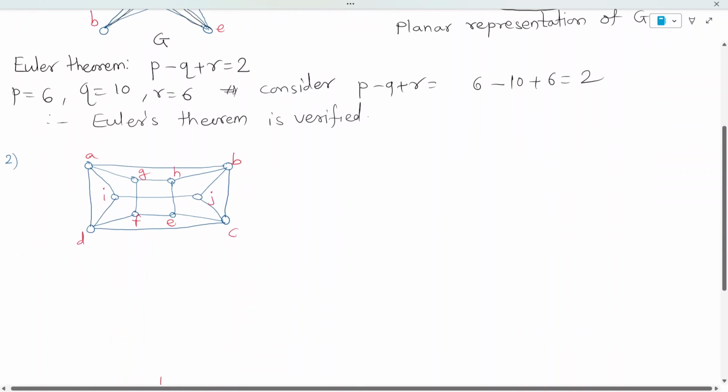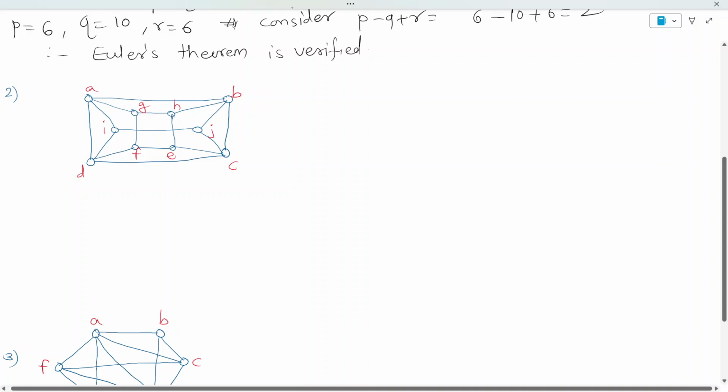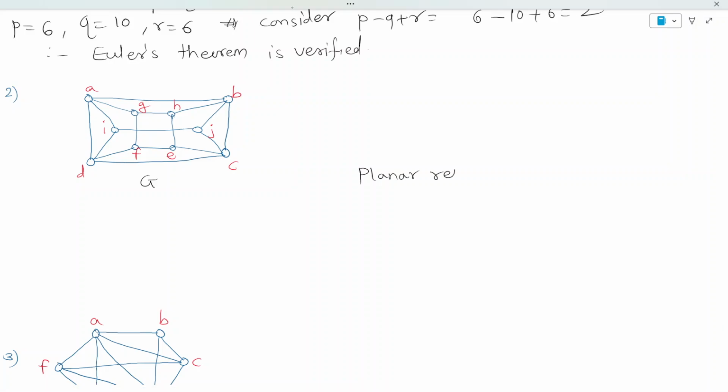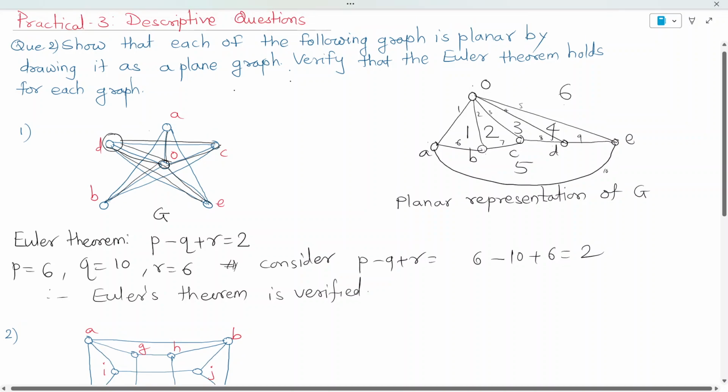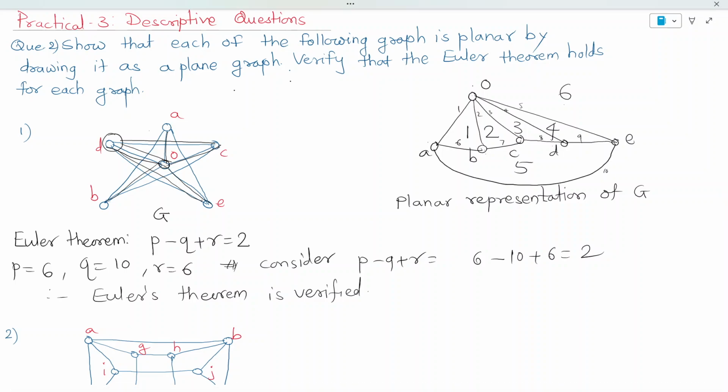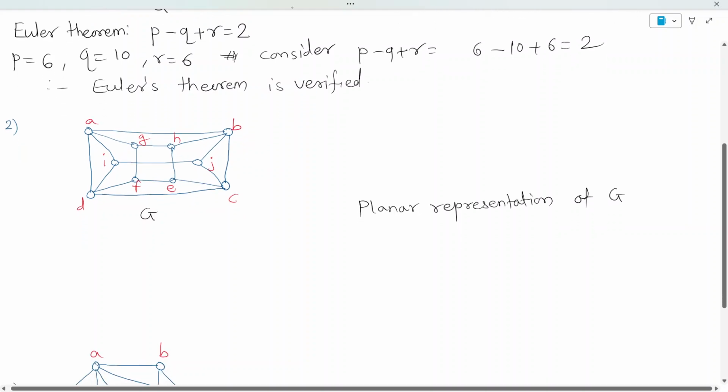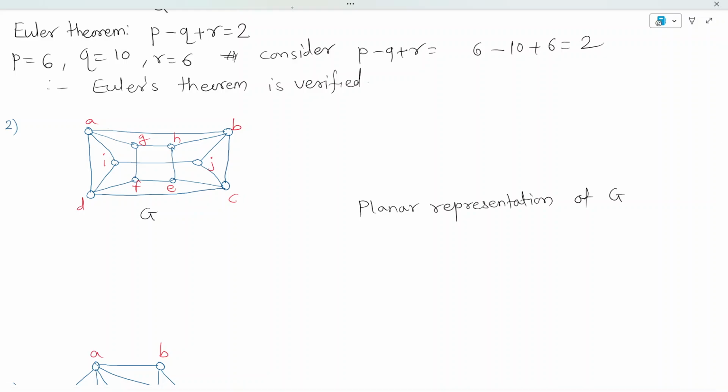Now let us draw the planar representation of another graph. Suppose this is our graph G, and here I am drawing the planar representation of graph G. You may draw another representation. It is not necessary that this planar representation is unique. You may draw a planar representation of graph G in another way also. This is a simple graph, so I am not counting degrees.